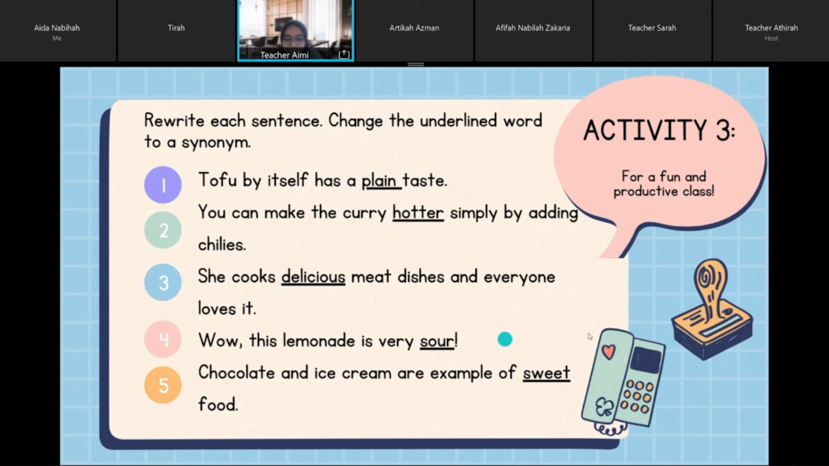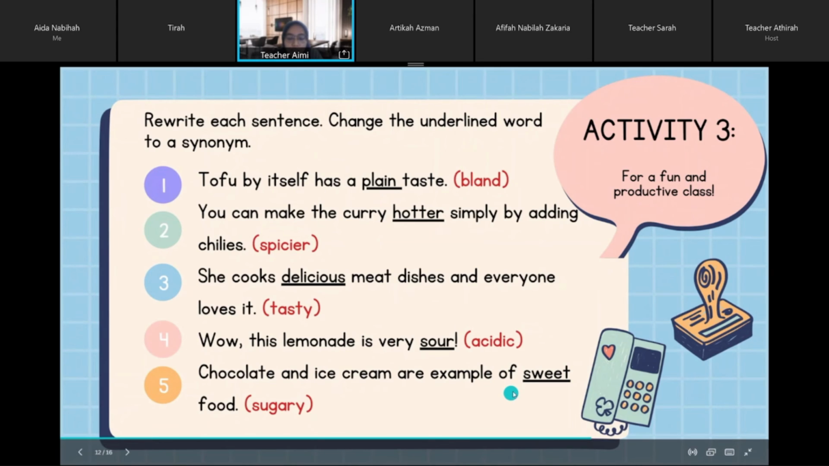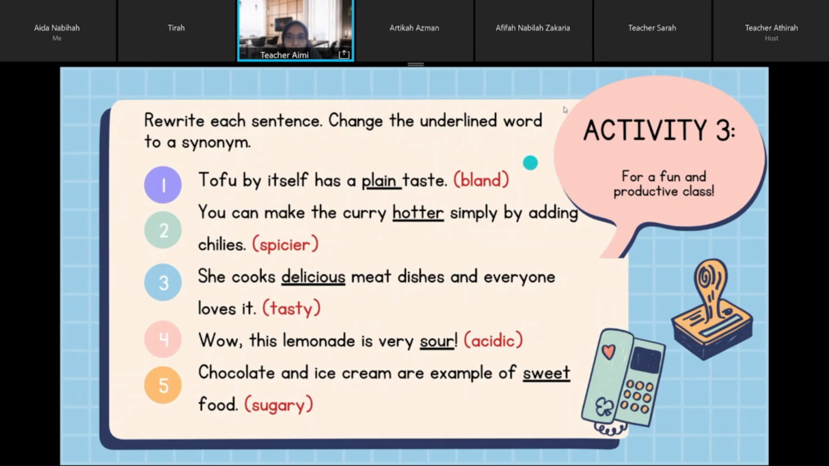Okay, let's check the answers. You guys did a great job. The first question is bland. So tofu by itself has a bland taste. The second one is you can make the curry spicier simply by adding chilies. The third one, she cooks tasty meat dishes and everyone loves it. The fourth one is, wow, this lemonade is very acidic. And the fifth is, chocolate and ice cream are examples of sugary food. Okay, give a big applause to yourself.